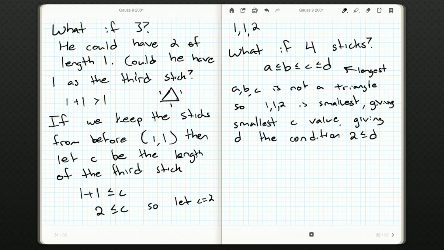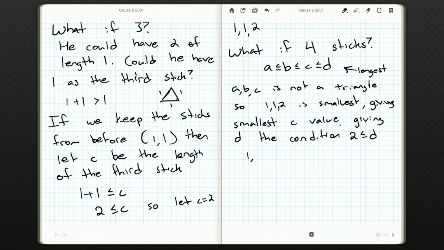Okay? If we could have picked a bigger one, like 1, 1, 3, that also doesn't give us a triangle, but then that would have forced D to be at least 3. And we want to give D as much space, as much opportunity, as much possibility as we can. So that's why we choose 1, 1, 2 here. Okay?